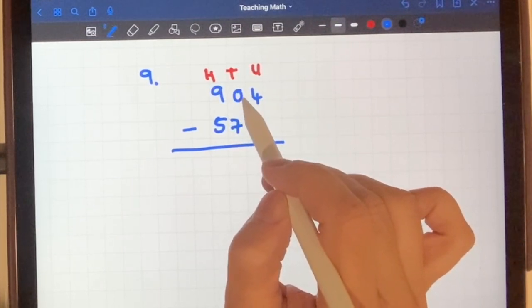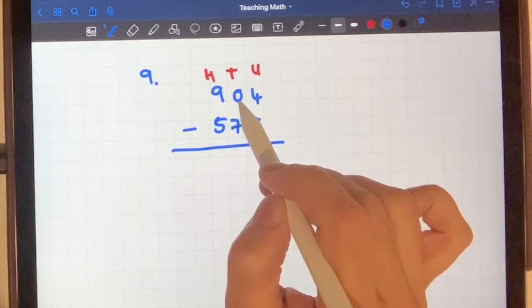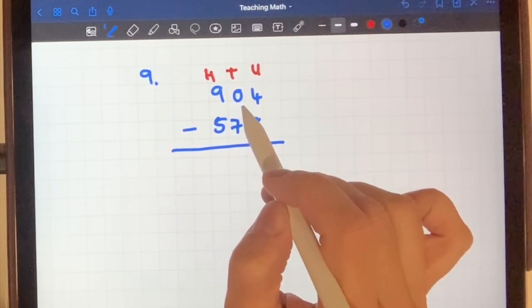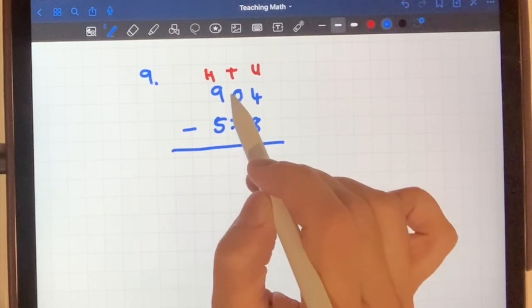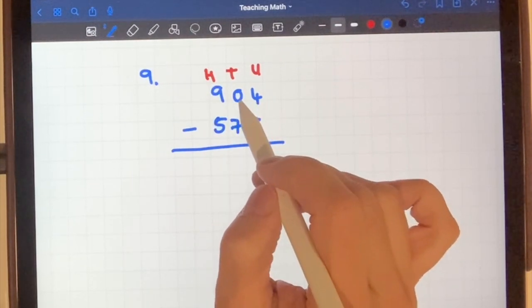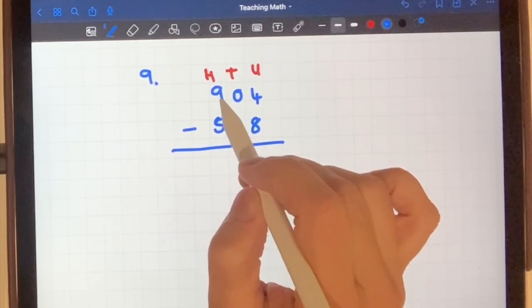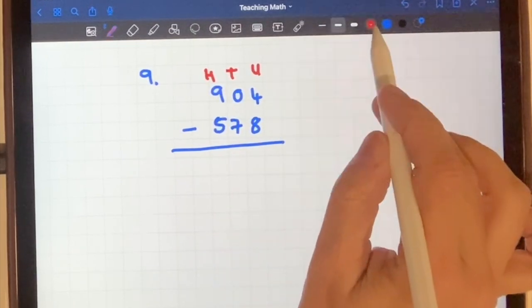So I want to go to the next column here, but it does not have 1 for me to borrow. So then you go to the next column. So you just keep on going. So I can't borrow from the 0. So I have to go to the next column, to my hundreds column, and then I've got a 9. So I can borrow from the 9.